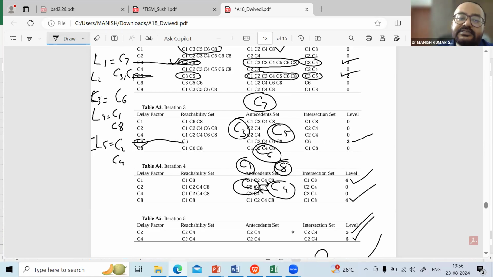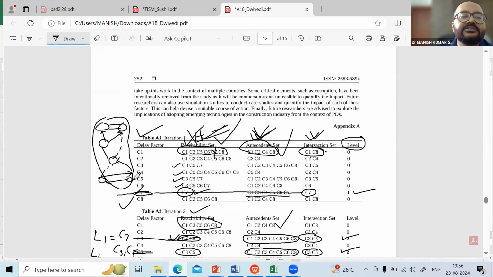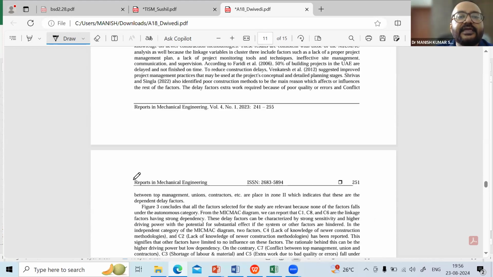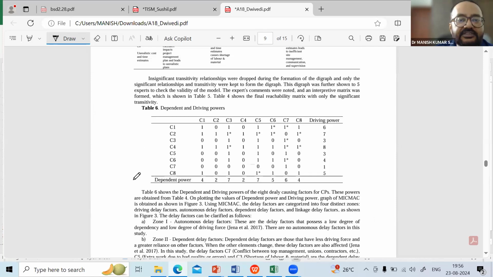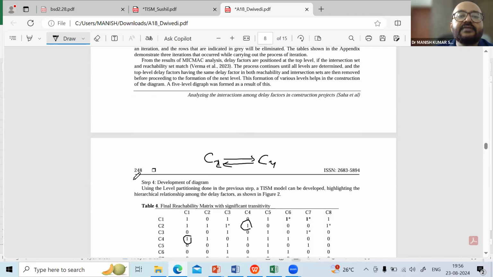Now C4 and C8, we see the relationship. If I remember, there is a direct relationship: C4 is impacting C8. So it means C2 is indirectly related to C8, because C4 is impacting C8. We'll check it also, because C4 to C8 we can check. So like this, we create the digraph. After that we create this diagram. The diagram is already there, I think.